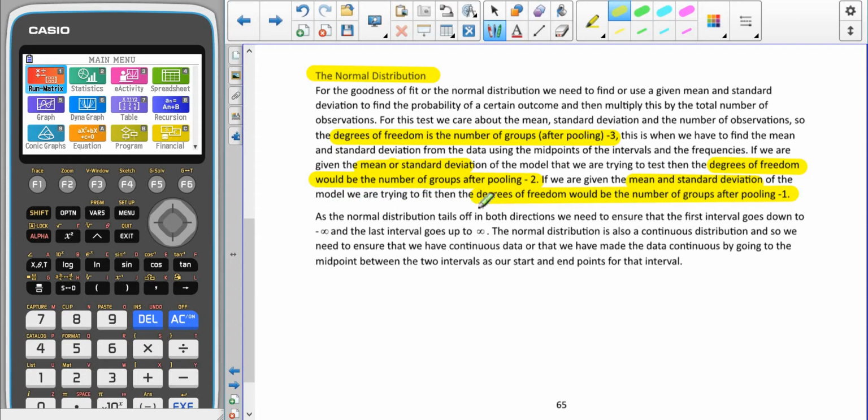As the normal distribution tails off in both directions, we need to ensure that the first interval goes down to minus infinity and the last interval goes up to infinity. So we need to ensure that we have our tails at either end. And the normal distribution is also a continuous distribution. So if we have been given discrete data, we have to make sure that that is continuous by taking the midpoints between the two intervals as the new start and end points for those intervals.